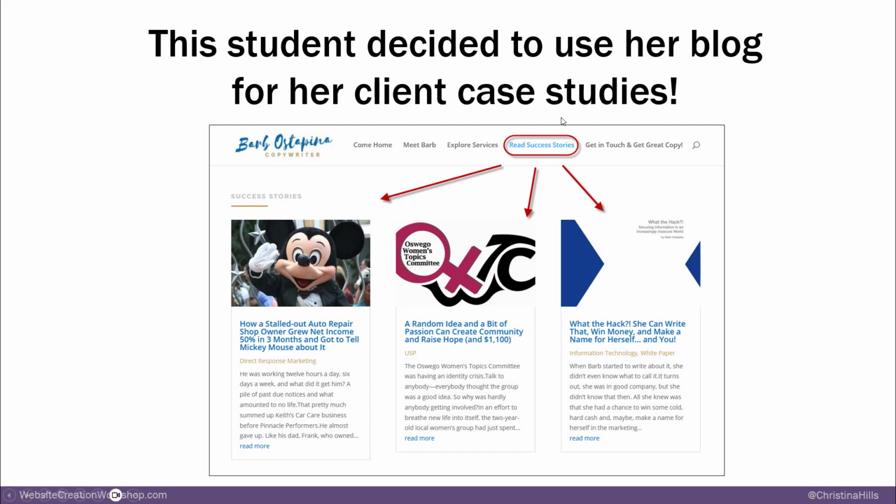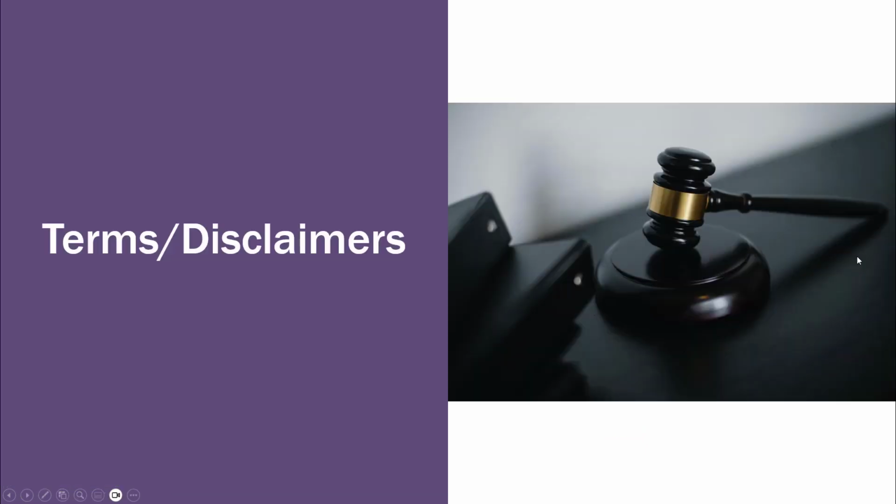So she doesn't even have the word blog up here. She just has read success stories. And notice how she doesn't have the date on there. So it becomes evergreen, meaning she doesn't have to feel the pressure to be publishing all the time. She just, as she gets a new success story, she writes an article about it.